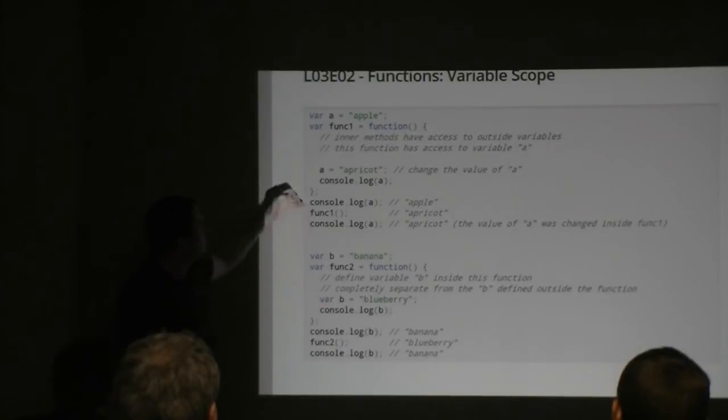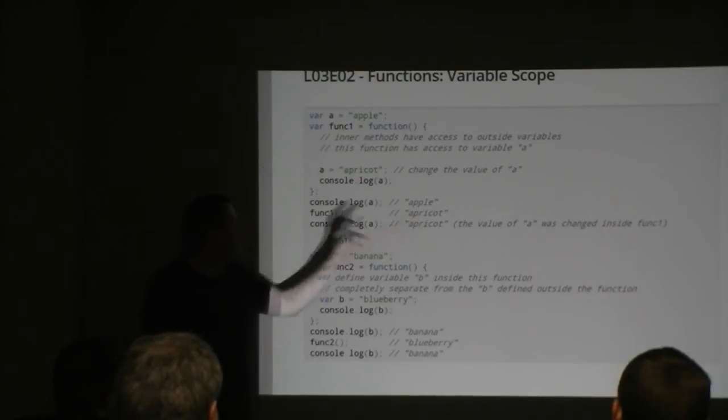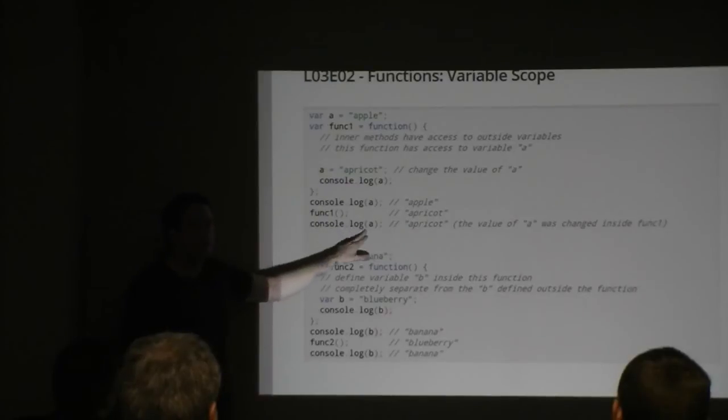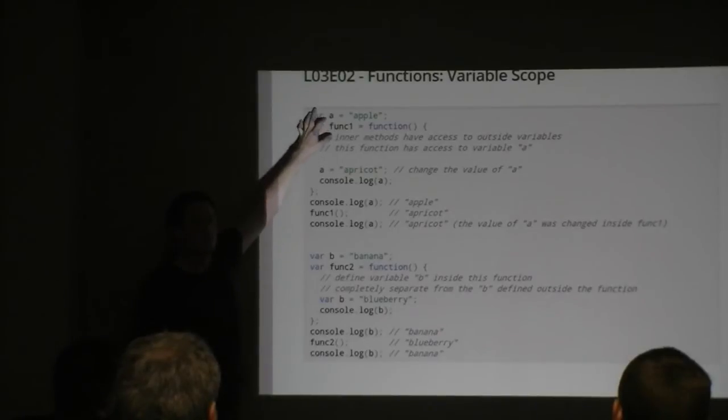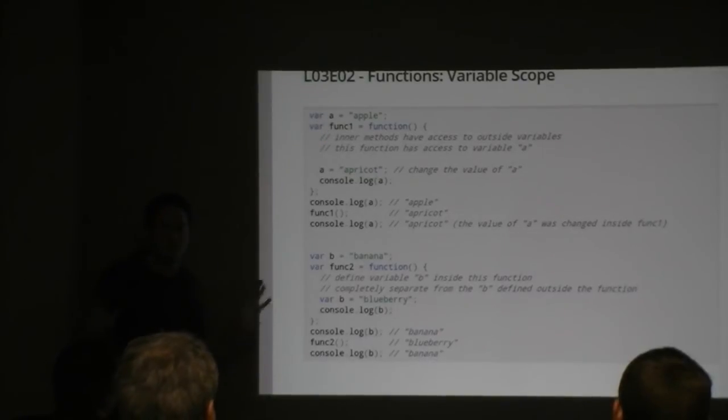Right. So print out a, and we get apple. Then we execute function 1, which then changes the value of a and prints it. The result is apricot. And then we do console log a, and it's apricot. So when we executed this function on this line, we changed the value of this variable. Making sense? Okay.